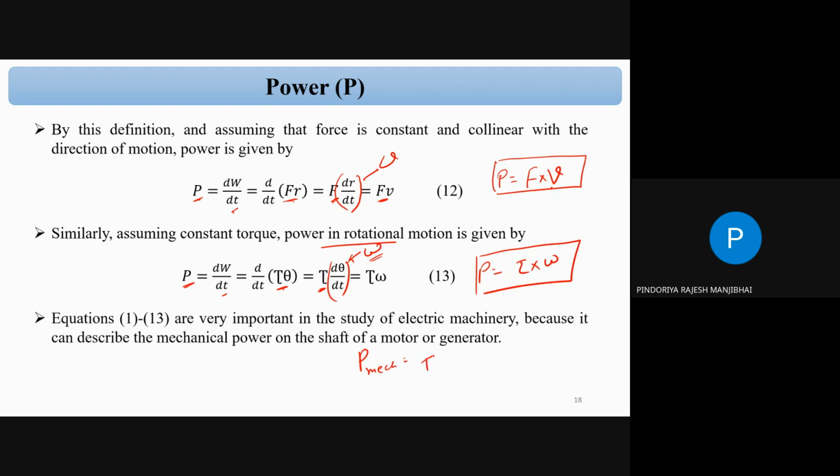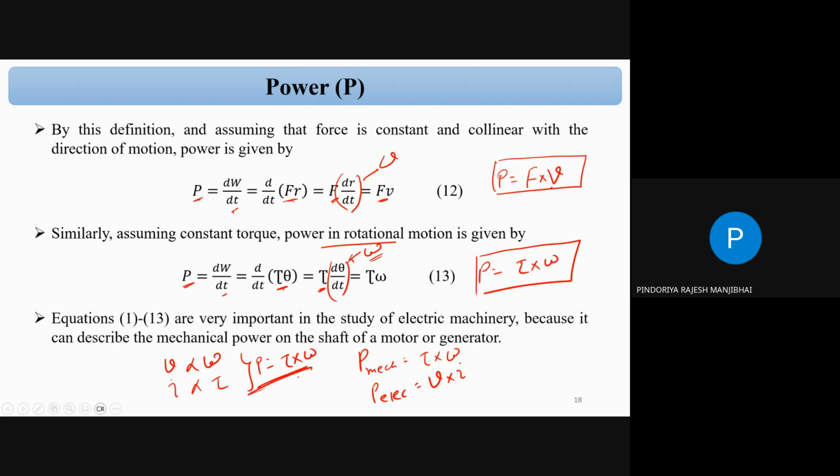So mechanical power is equal to torque into speed. What about the electrical power? Electrical power is equal to V into I. Correct? So this is the electrical power. You can see voltage is directly proportional to the speed, and current is directly proportional to the torque.